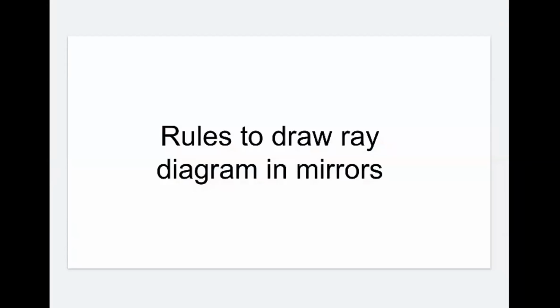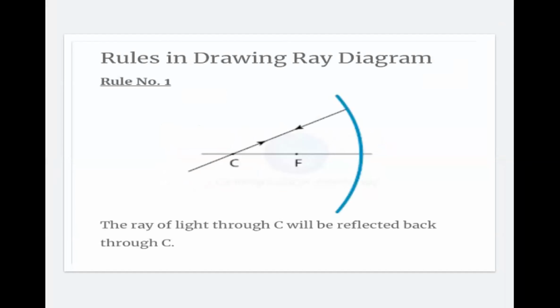Now a 3-mark question we will see. What are the rules to draw ray diagram in mirrors? The first and foremost rule is the ray of light through C, that is the center of curvature, will be reflected back through C. So rule number 1 states that if a ray of light is passing through the center of curvature, after reflection it would pass through the center of curvature again.